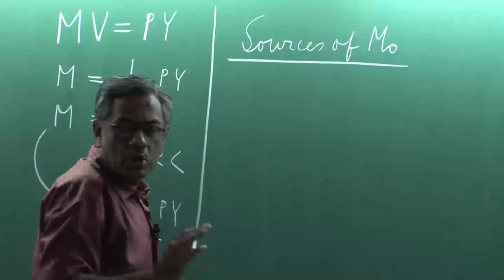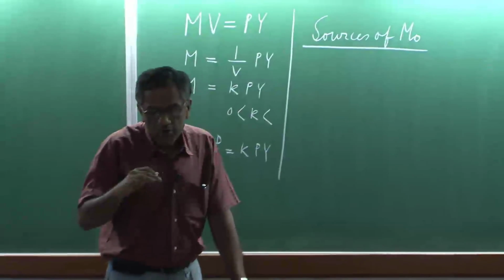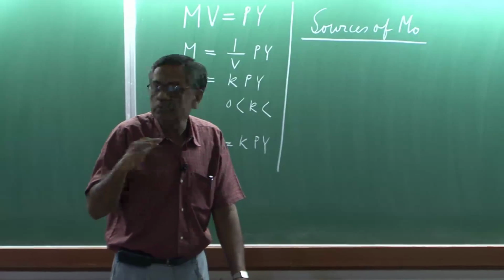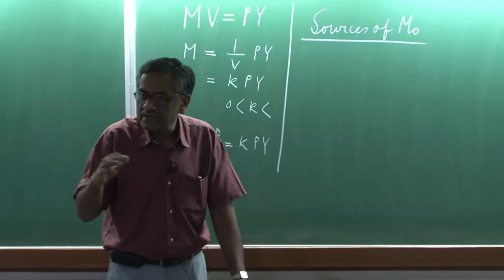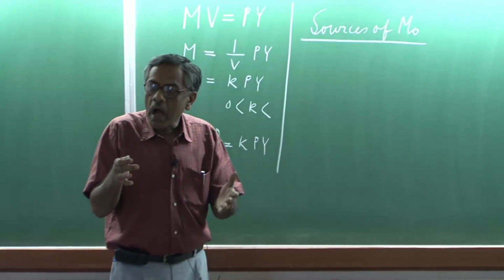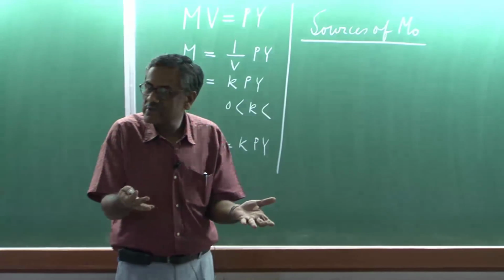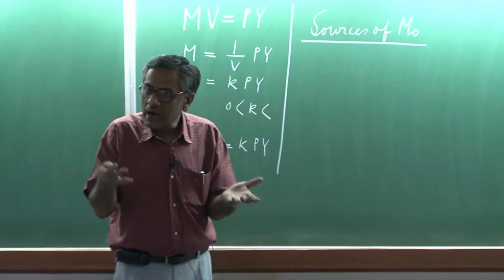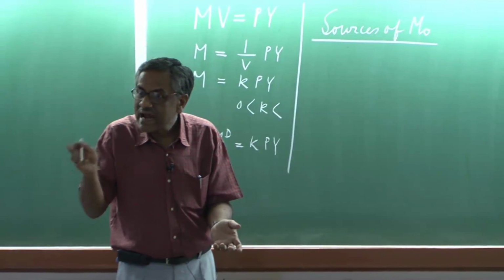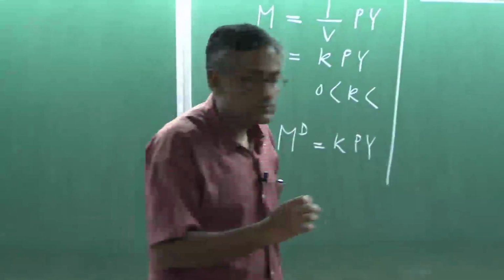Sources of monetary base. What I have defined earlier, when I defined monetary base, what did I do? Monetary base is equal to currency in circulation plus bankers' deposits with the RBI plus other deposits. You know what this definition is? How monetary base is held. Part is currency in circulation, part is bankers' deposits with RBI, part is other deposits. That definition of monetary base is from the point of view of the use of monetary base.